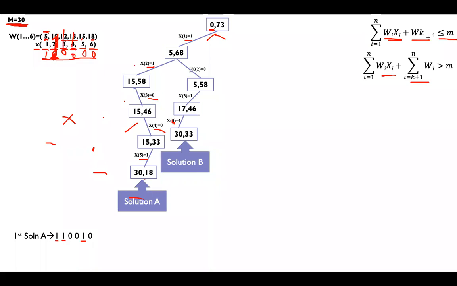How will we get this solution? See the path of the tree here. So this is the path. That is, x1 is 1, x2 is 0, not selected the second element, third element you have selected, fourth element you have selected. 5 plus 12 plus 13 is equal to, this subset total is also equal to 30. So that is the second solution: 1 0 1 1 0 0.